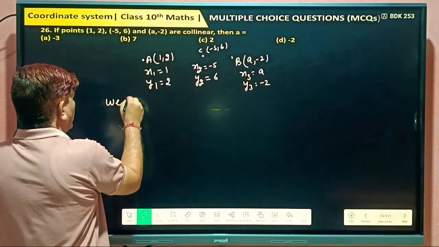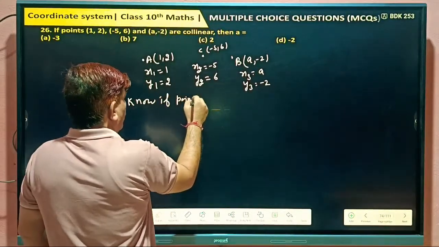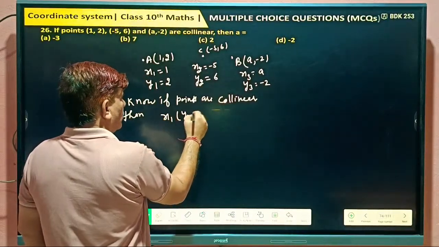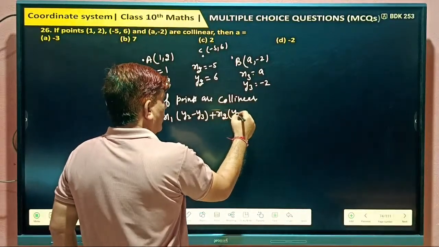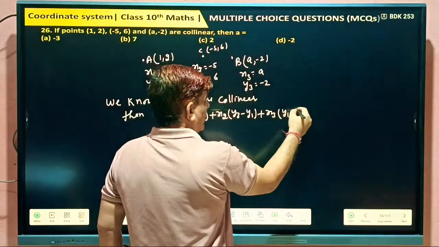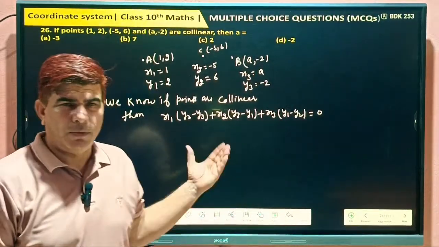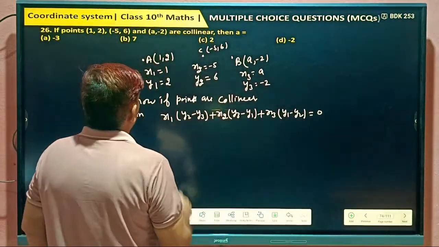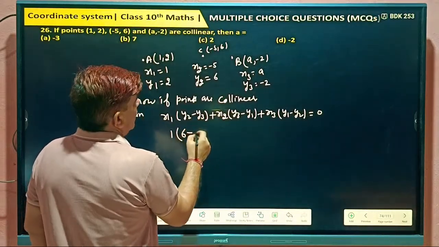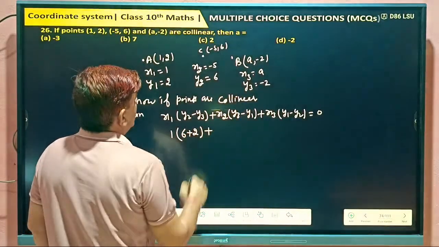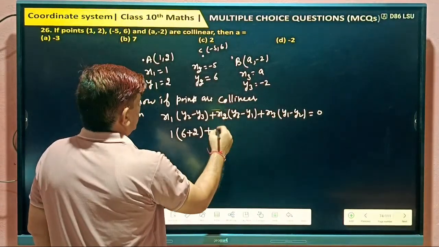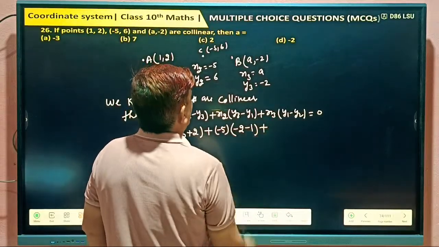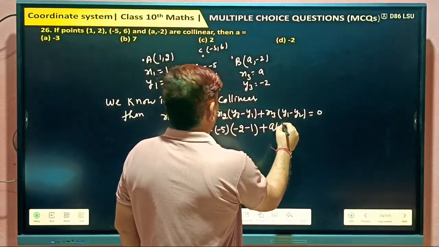We know if points are collinear, then x1(y2 minus y3) plus x2(y3 minus y1) plus x3(y1 minus y2) is equal to 0. Where does this formula come from? From the area of a triangle. If the area of the triangle is 0, it means the points are collinear. So what's your x1? 1, y2 is 6, y3 is minus 2, plus x2, which is minus 5, y3 is minus 2, minus y1, plus x3, x3 is a. What's y1? y1 is 2.